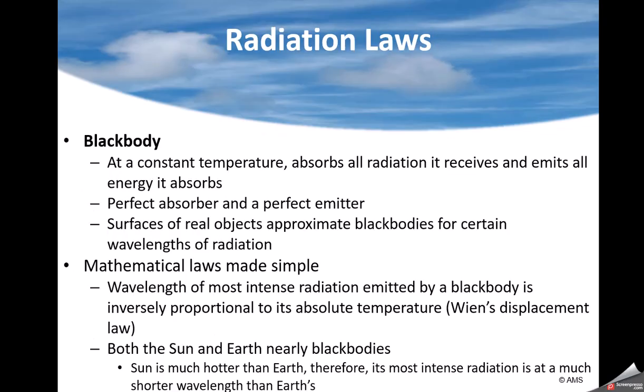So a black body, for all intents and purposes, absorbs all the radiation it receives and reemits it all right back out. So it's a perfect absorber and perfect emitter. When we approximate Earth and Sun as that, they're not, but they're close enough that we can simplify a lot of radiation physics if we do that.